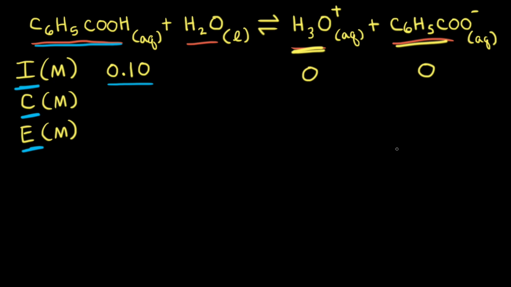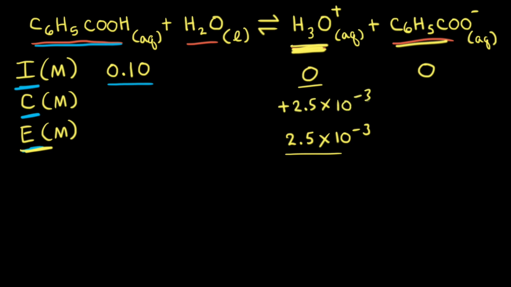We just calculated the equilibrium concentration of hydronium ions, which we found to be 2.5 times 10 to the negative third molar. So we're going to go ahead and put that under hydronium ion for the equilibrium concentration. If the initial concentration of hydronium ion was 0 and the equilibrium concentration is 2.5 times 10 to the negative third, there was an increase of 2.5 times 10 to the negative third, so we're going to write that under hydronium for the change in the concentration.